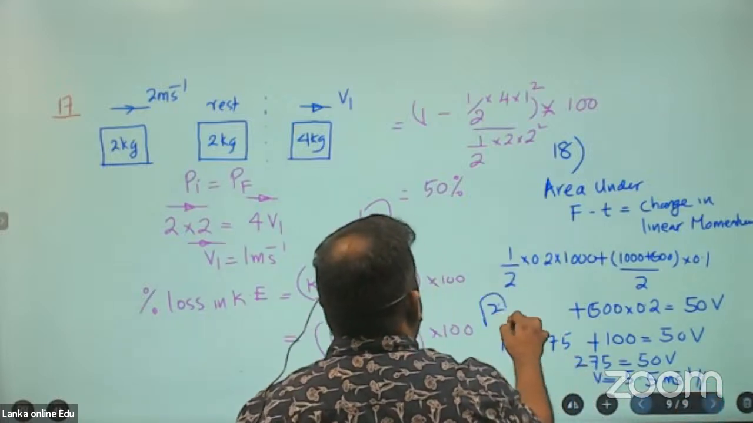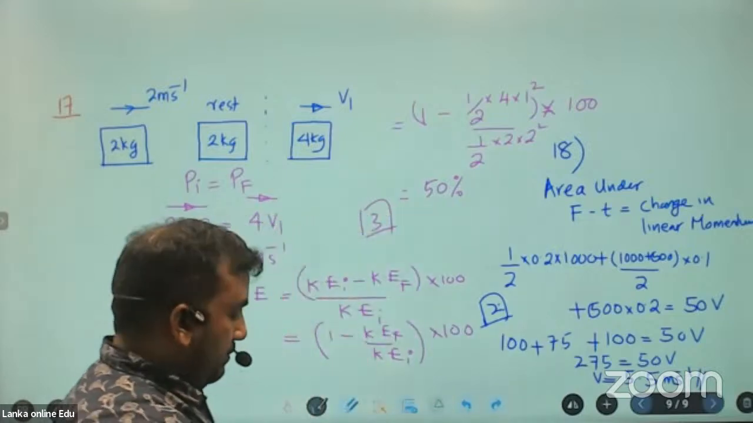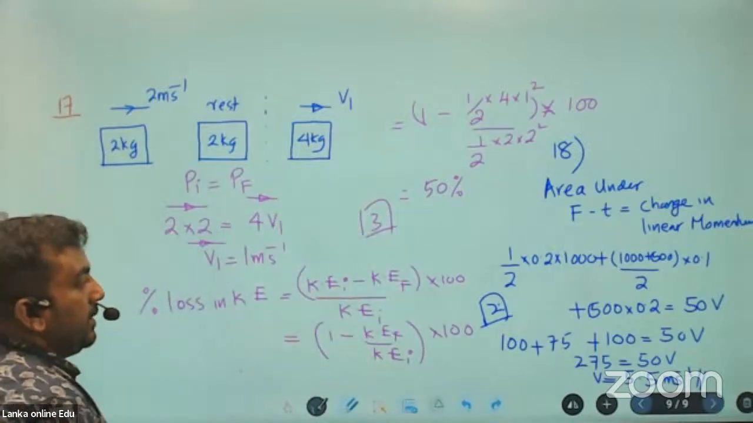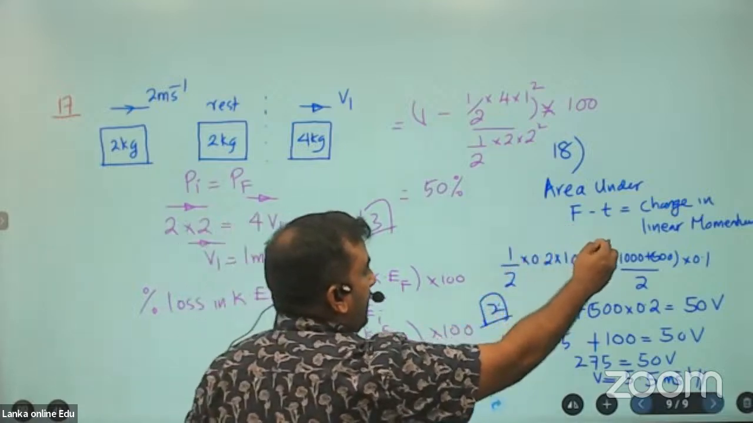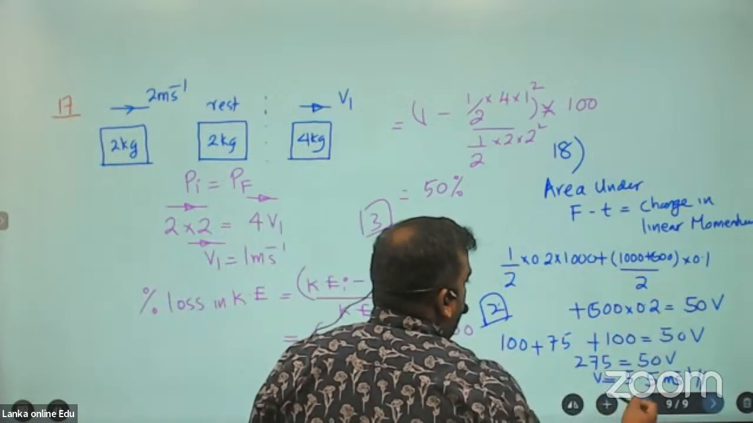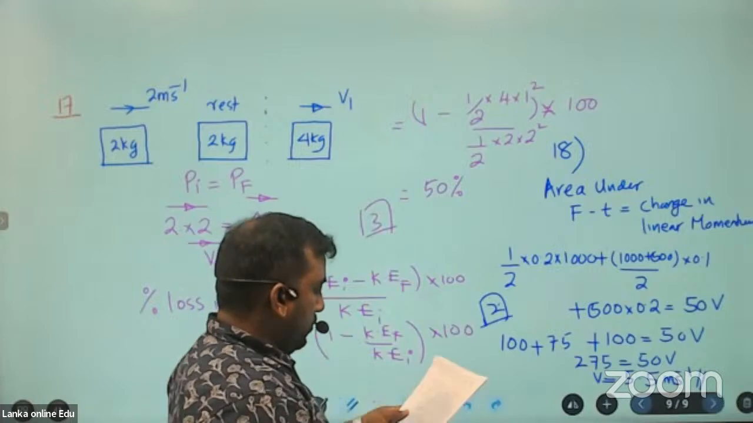Yes. Answer number 2. So area under the graph is change in linear momentum. Carefully measure the time, simplify it, and you get the velocity.